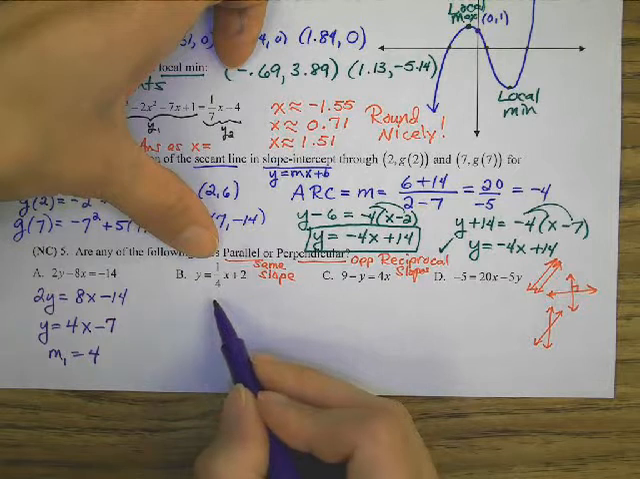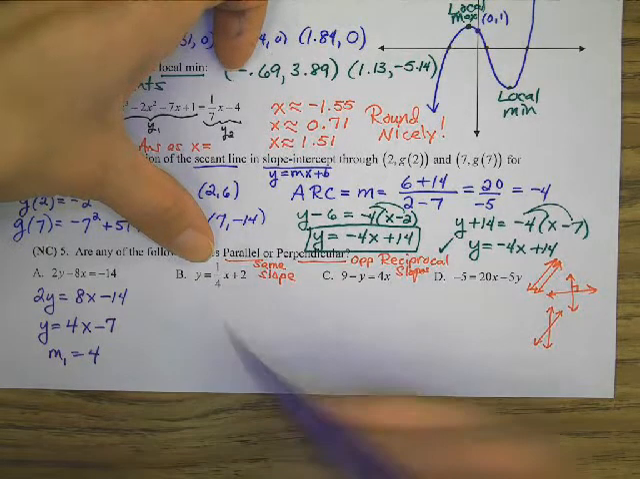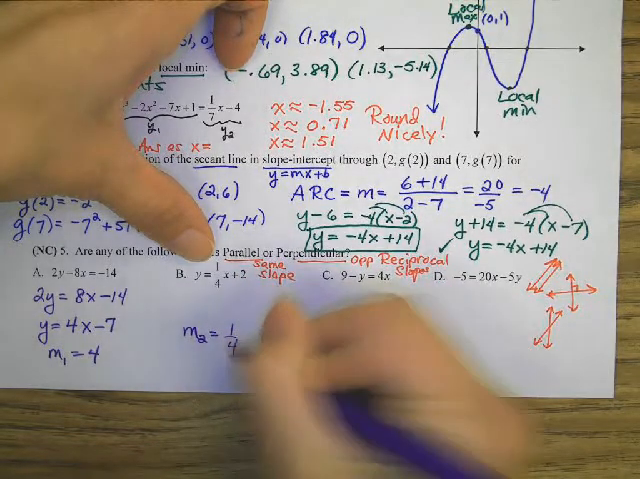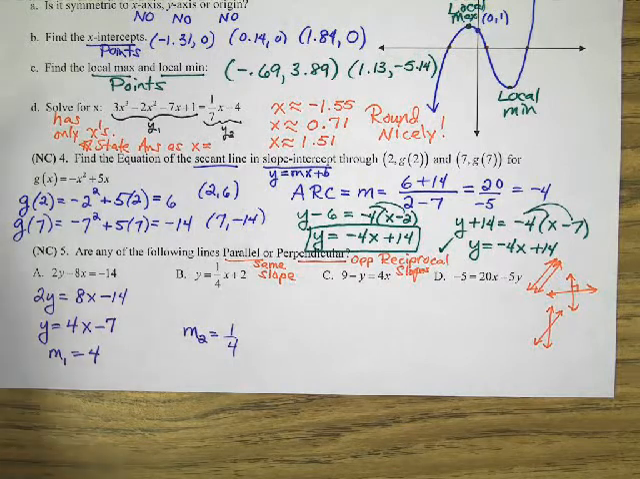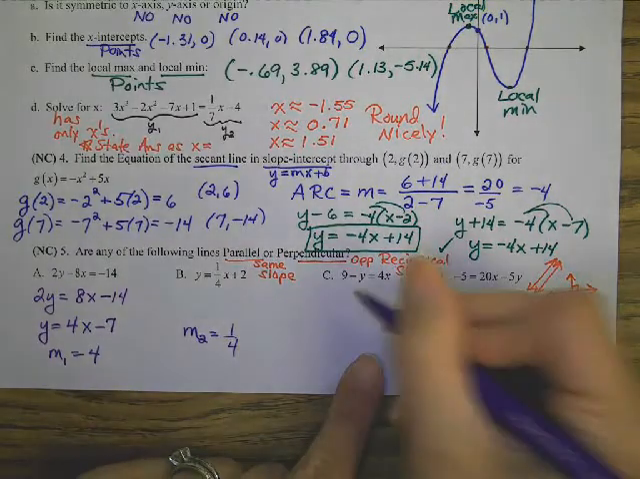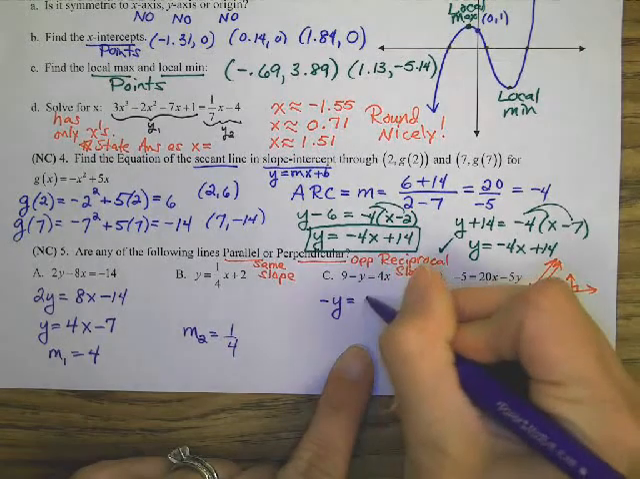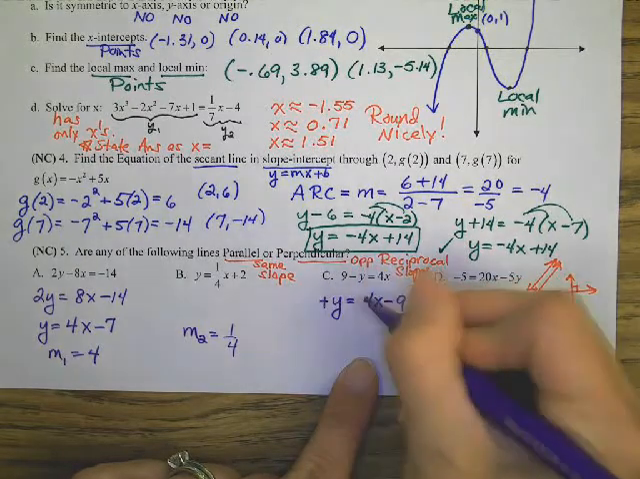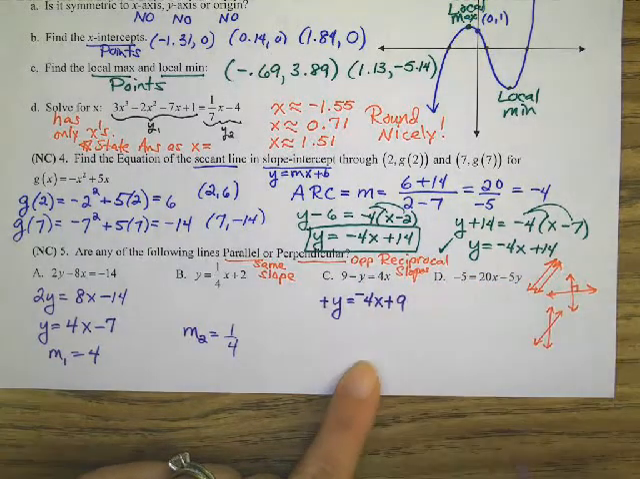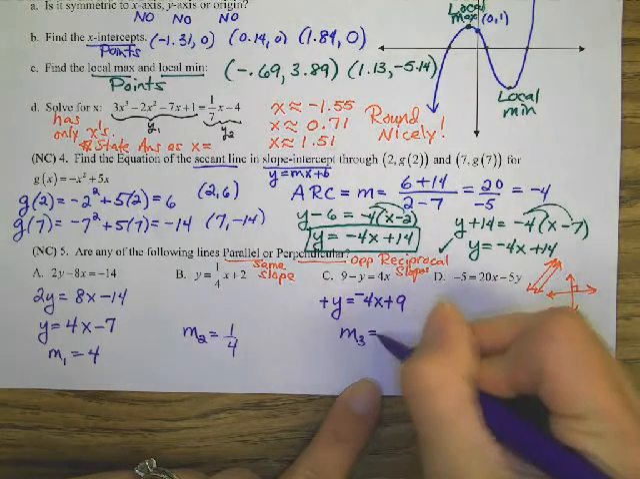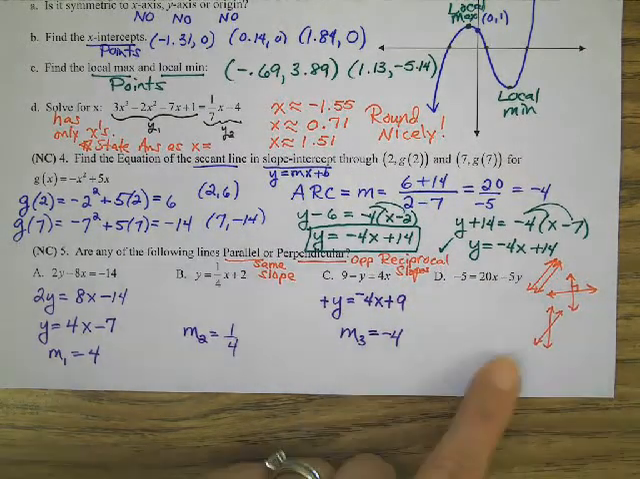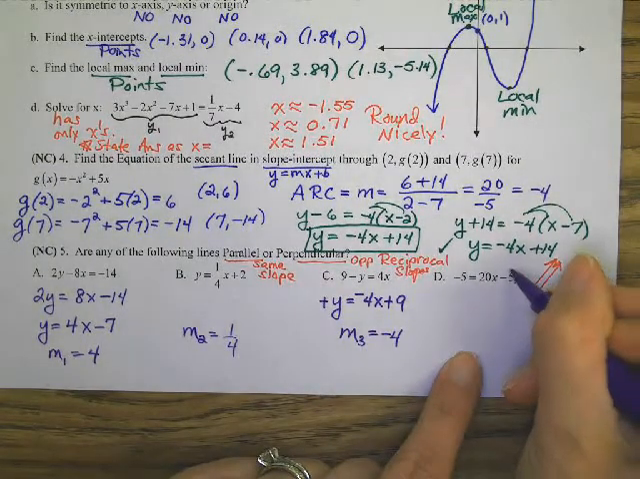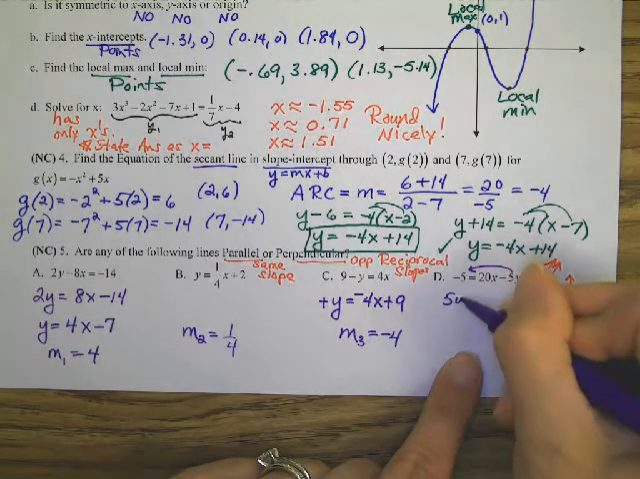Equation C, this needs to get some work done on it. Negative y equals 4x minus 9. I divided them all by negative, and the third slope here is negative 4. Equation D is going to need a lot of work. I'm going to switch sides. I'm going to move the negative 5y to the left, and it becomes a positive. 20x stays on that side, but the negative becomes positive, and now it equals 4x plus 1. And the fourth slope I'm noticing is a 4.